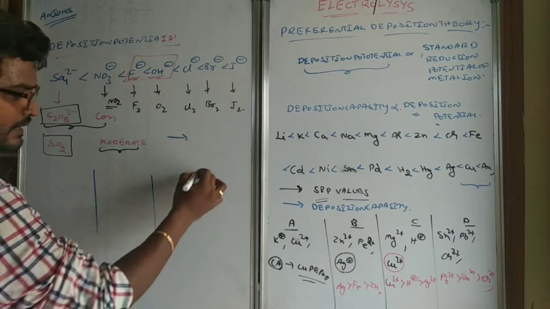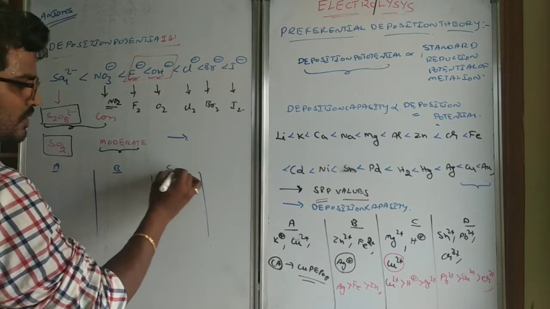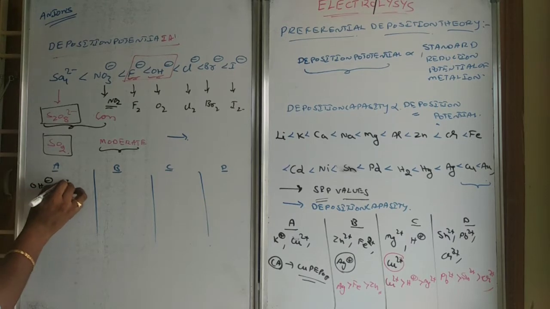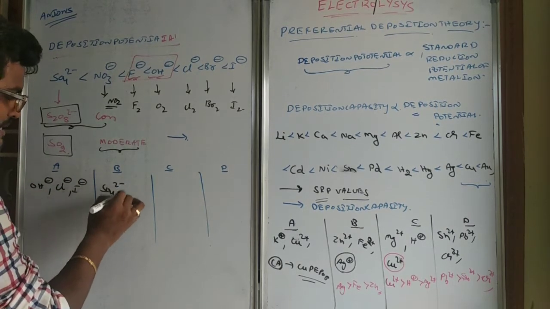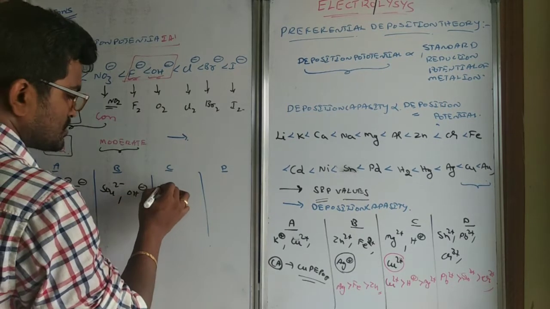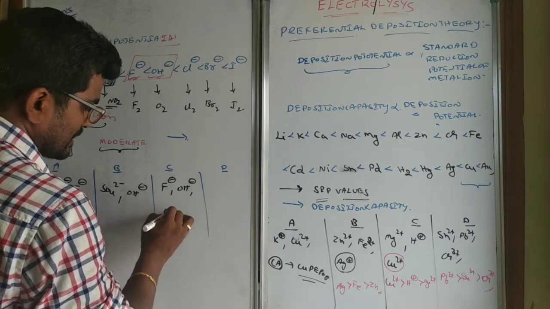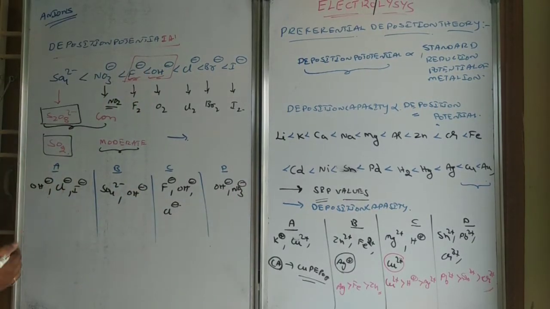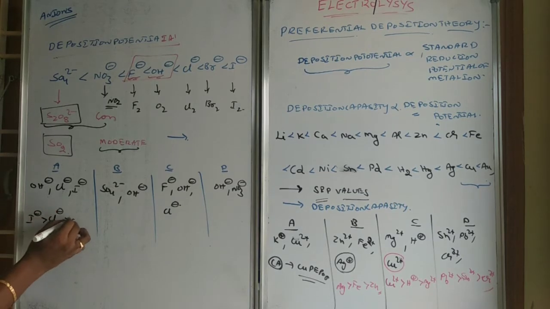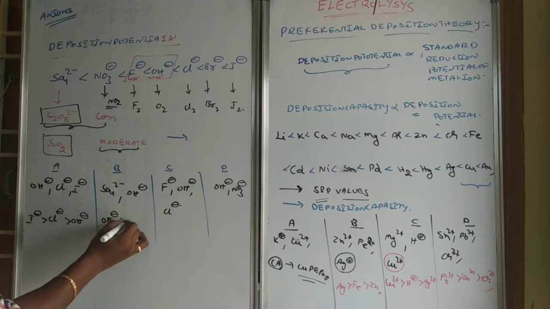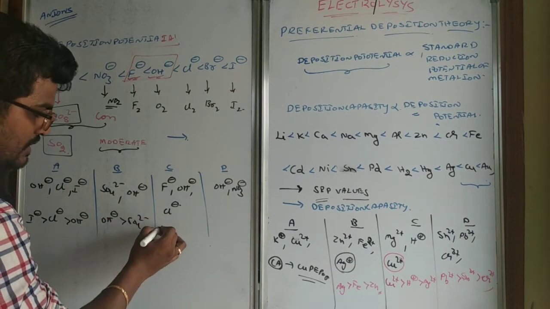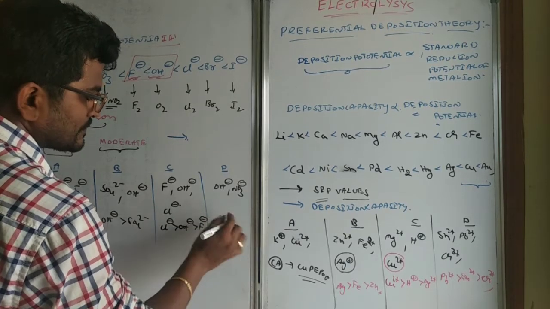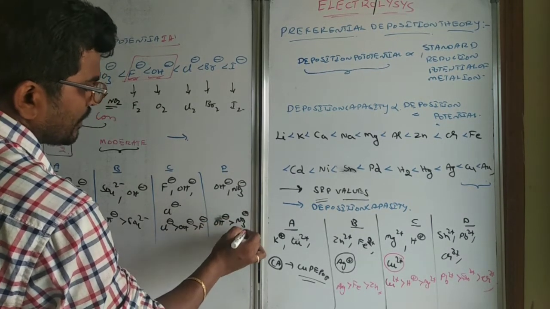Let us take different solutions. Solution A has OH minus, Cl minus and I minus. Solution B has SO4 2 minus and OH minus. Solution C has F minus, OH minus and Cl minus. Solution D has OH minus and NO3 minus. What is the deposition order? In A, I minus greater than Cl minus greater than OH minus. In B, OH minus greater than SO4 2 minus. In C, Cl minus greater than OH minus greater than F minus. In D, OH minus greater than NO3 minus.